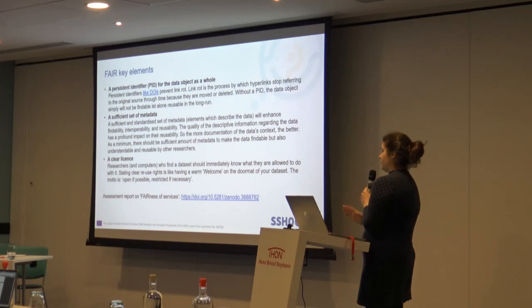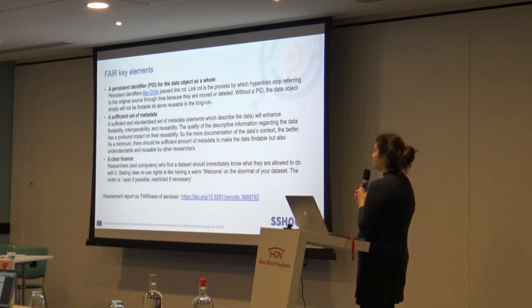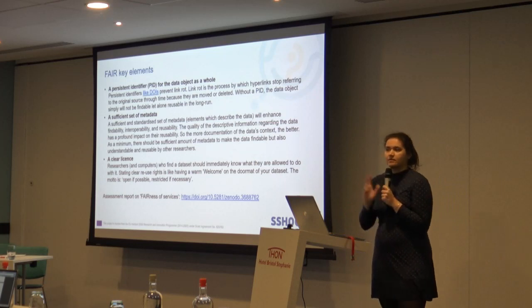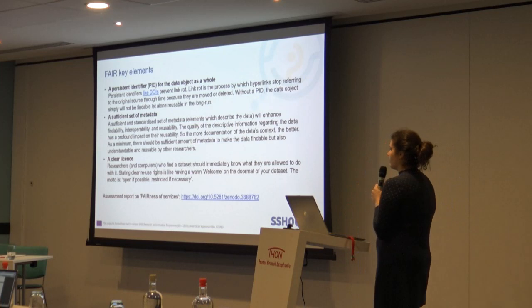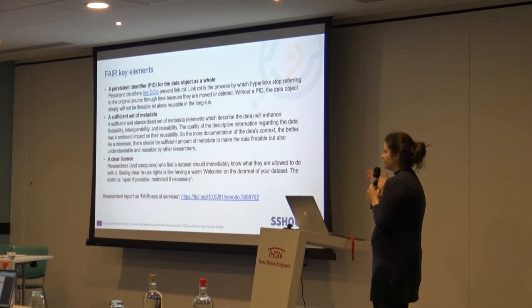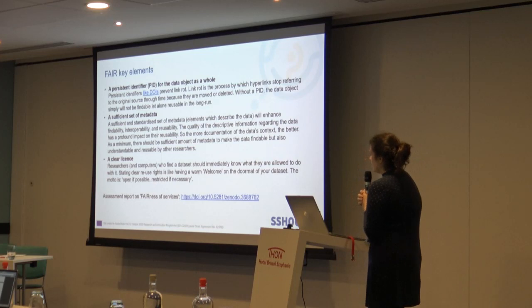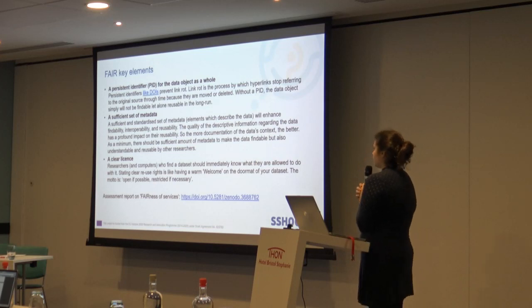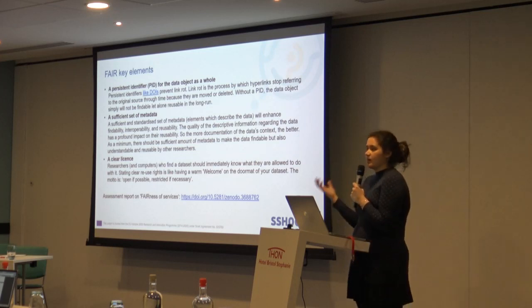A sufficient set of metadata as well. The better you describe your data set with this metadata, the more findable it will be in a catalog. So think about when you describe your metadata, it is a sufficient and standardized set of metadata to enhance findability, interoperability, and reusability. So the quality of this is very important. When you think about it, it's things like the abstract, keywords, the type of data, sample size, etc.